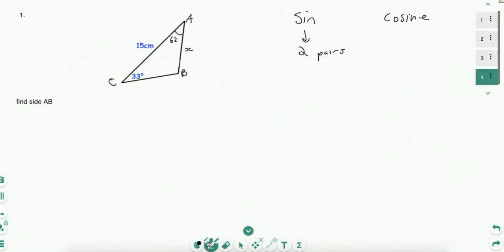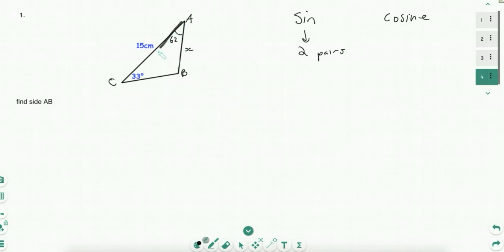Well, I want to find this pair, this angle side pair. Do I have another pair? I don't know this full pair, nor do I know this full pair. So it kind of looks like I can't use the sine rule. But you can. Sometimes you have to do an extra step.